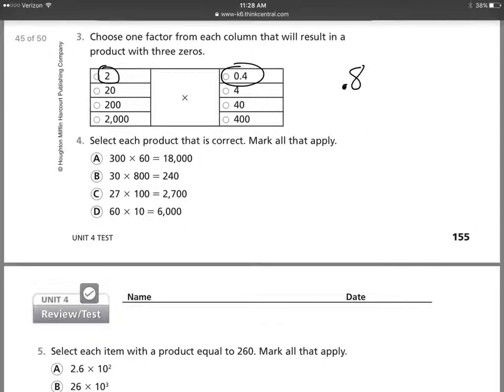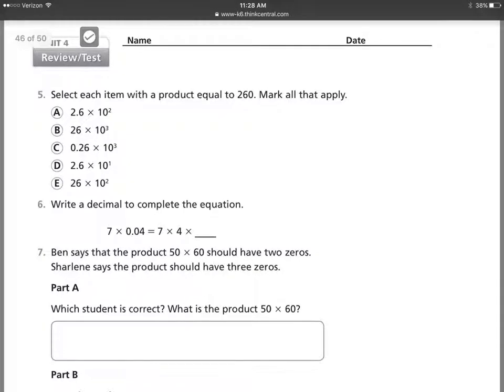Number 4 asks you to select the product that is correct. If it is correct, there might be more than one. I won't spoil that for you, but this is mental math and easy enough to do. But bubble in each and every one that is correct. For number 5, you're going to select each item with a product that's equal to 260. Mark every one of these that is equal to 260. Go through each and every one, solve them, and in these cases here you're going to be moving decimals. That's all you're going to really need to do there.